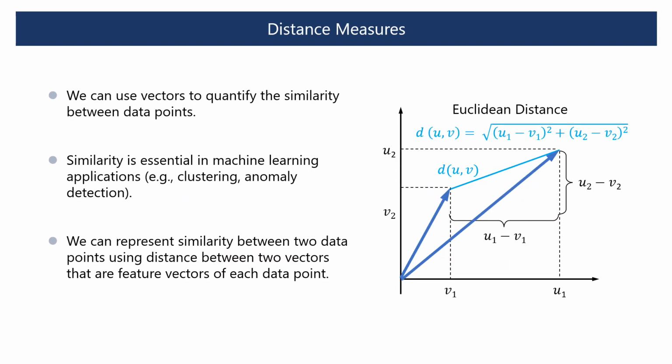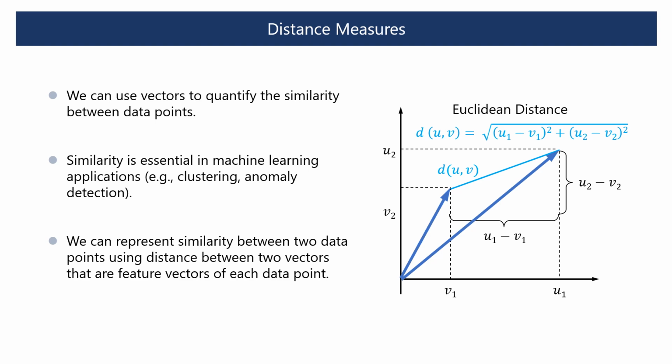We can use vectors to quantify the similarity between data points. Similarity is an essential concept in machine learning applications, such as clustering and anomaly detection. In machine learning, we can represent the similarity between two data points using the distance between two vectors that are feature vectors of each data point. The Euclidean distance is the most commonly used distance measure. It represents the straight line distance between 2 points in Euclidean space.